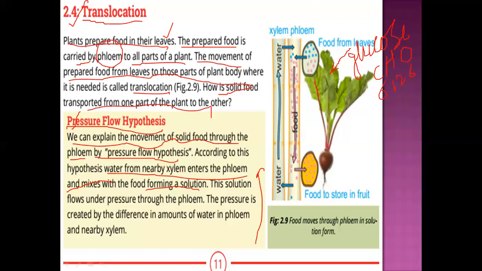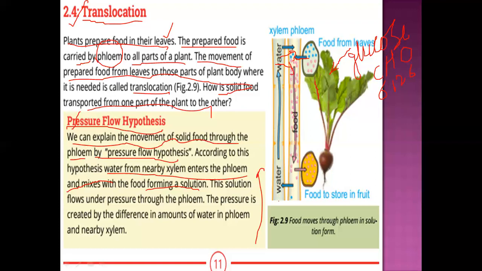So when the food from the leaf comes into the phloem, what happens? Because the xylem is side by side with the phloem, water is absorbed from the xylem into the phloem through the process which we have discussed before, that is called diffusion. Because here food is present but the water quantity is less, while in the xylem water is higher, so water moves automatically from the xylem to the phloem, side by side.